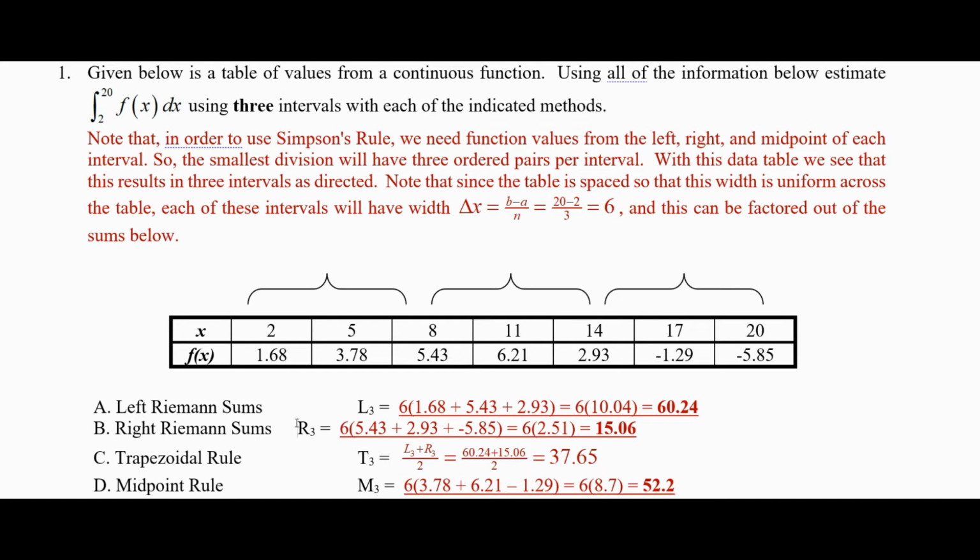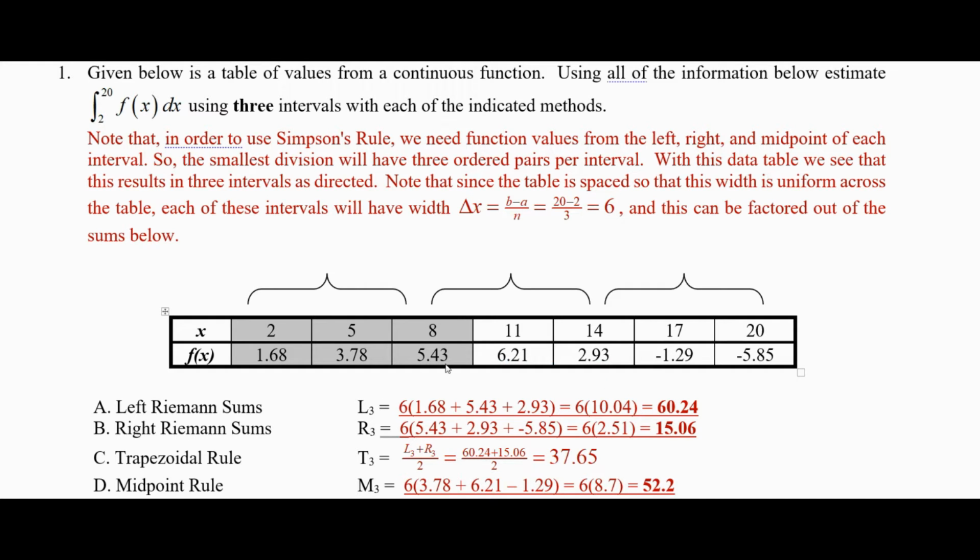So, working out the solutions, for the left Riemann sum, we take each interval, go to the left side, and find its height, 1.68, plus the next one, 5.43, and for the last interval, go to the left side and get the height of 2.93. We can factor out the common width of 6 and multiply. Adding the heights together, we get 10.04. Multiplied by 6, we get 60.24 for our left Riemann sum approximation of the integral.